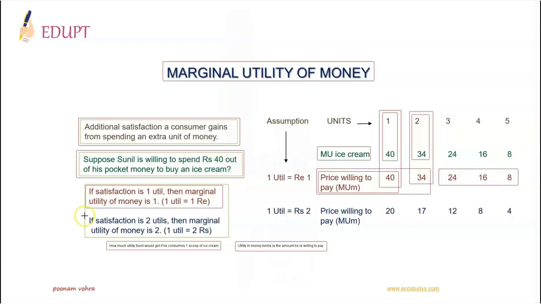But if satisfaction is 2 utils, then marginal utility of money is 2. Then Sunil is willing to pay half the amount, that is 20 rupees for first unit, 17 rupees for the second unit, 12 rupees for the third unit, and so on. So marginal utility of money is the additional satisfaction a consumer gains from spending an extra unit of money.